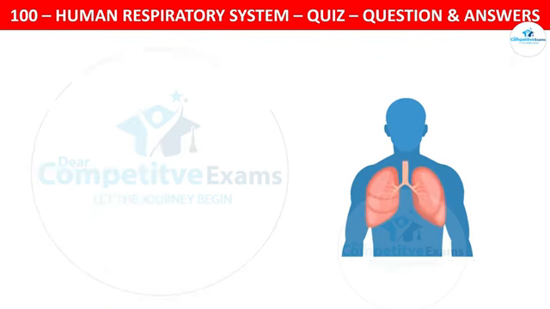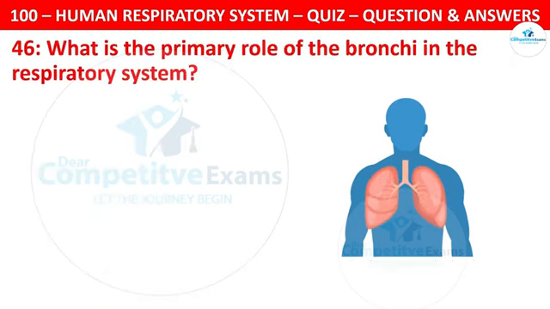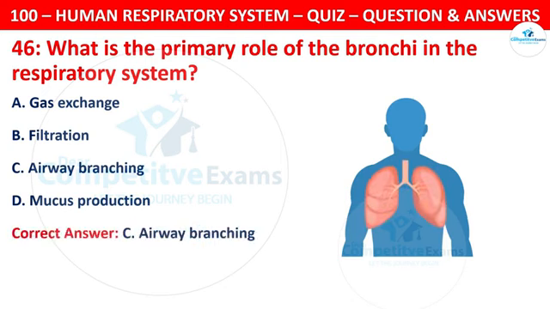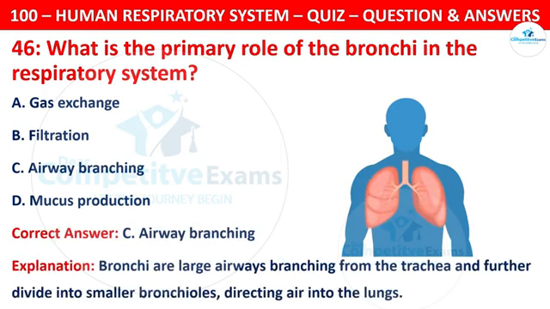Question number 46. What is the primary role of the bronchi in the respiratory system? Your options are gas exchange, filtration, airway branching, or mucus production. And the correct answer is C, that is airway branching. The bronchi are large airways branching from the trachea and further divide into smaller bronchioles, directing air into the lungs.